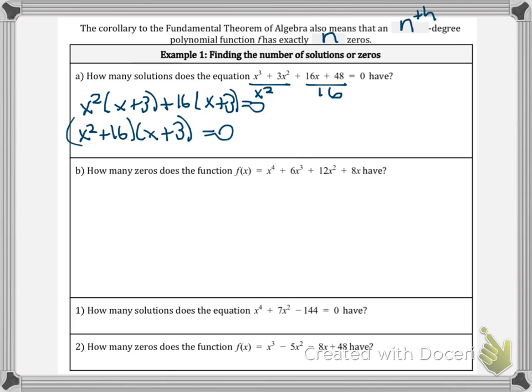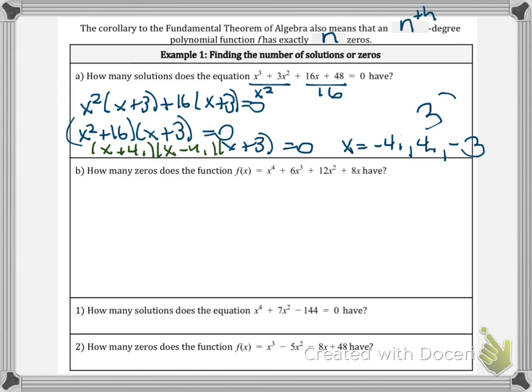Then, if you remember, x squared plus 16, we can factor that, or you can solve that. This is x plus 4i, x minus 4i, and then the last one is x plus 3. So you can see that we have 3 solutions. The solutions would be negative 4i, positive 4i, and negative 3. So we have 3 solutions.